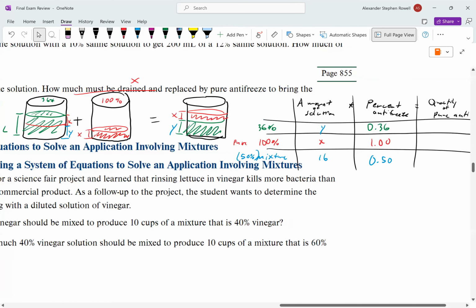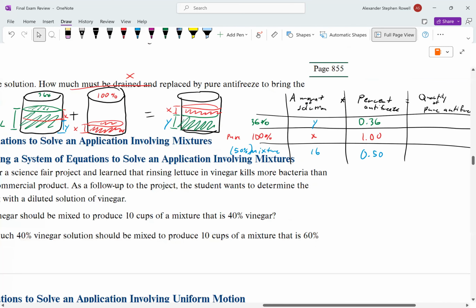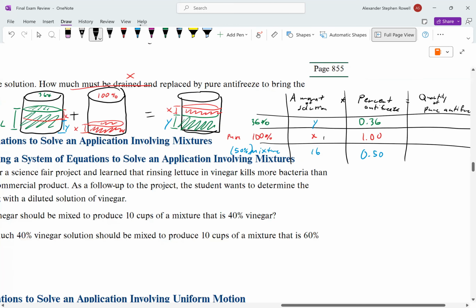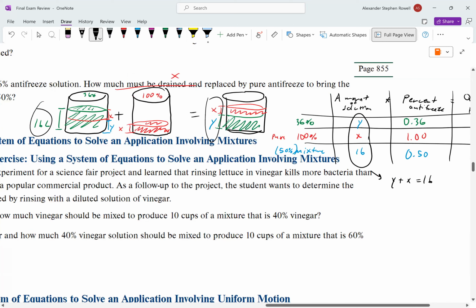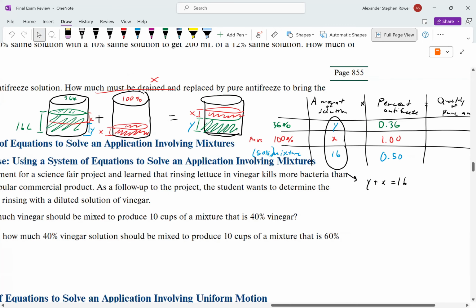If you drain it and replace it, you get back to 16. So this is our first equation. That is y plus x is equal to 16. And that should make sense, that we're adding these two together to make the total from the original. Okay, any questions about this?